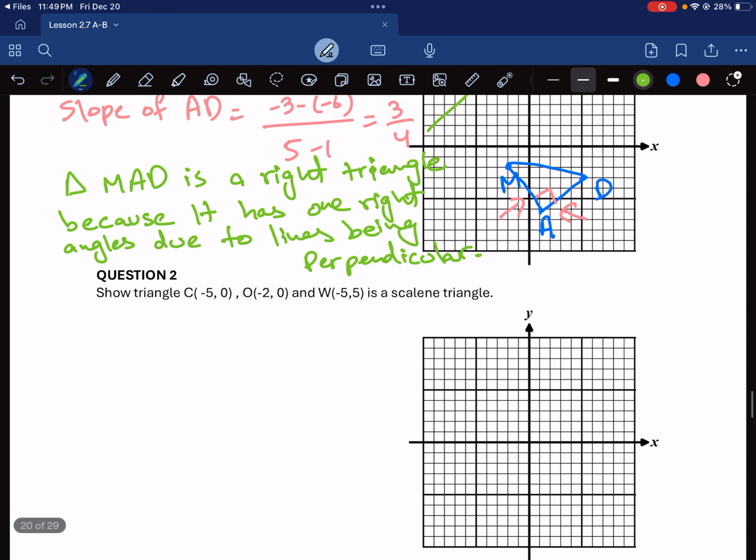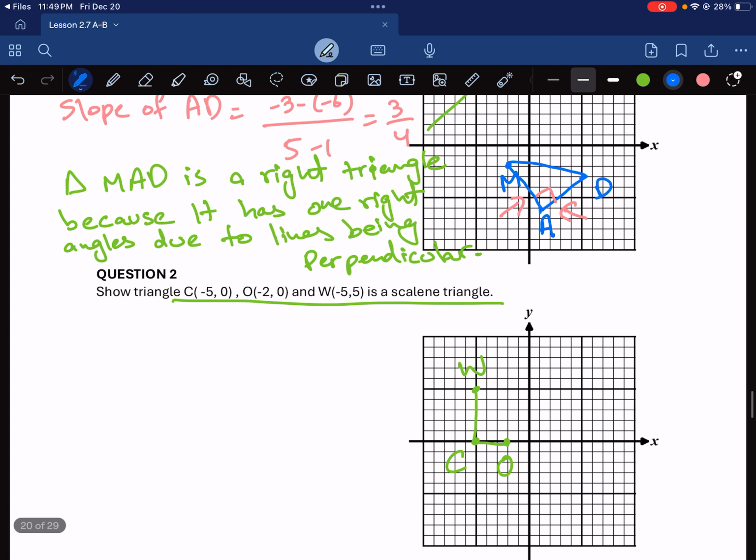Alright, let's go ahead and prove that this triangle right here is a scalene triangle. If I graph it, I'm going to get C, negative 5, 0 right here. And then O, negative 2, 0 right here. And then W, negative 5, 5 right here. I can easily find the length of CW and CO because those are straight lines, but I'm just going to show my work. So I'm going to use the distance formula.